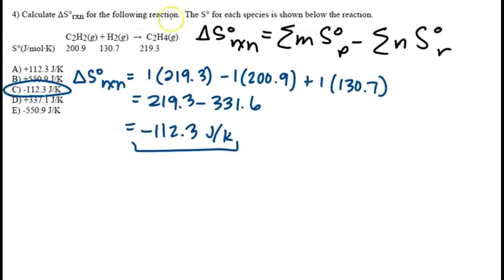So first we have our one product and we have 2 reactants. So this is going to be 1 times 219.3 subtracted by 1 times 200.9 plus 1 times 130.7. When I get the sum of these values, it's just 200.9 plus 130.7, which is equal to 331.6. I'm going to take 219.3 subtracted by 331.6, and I get negative 112.3 joules per Kelvin. So that is letter C.